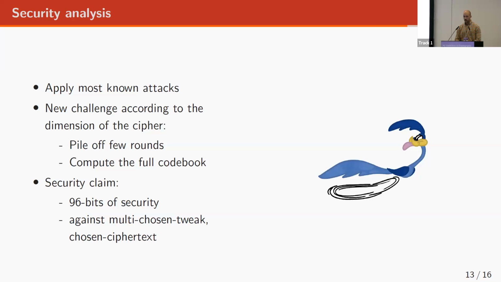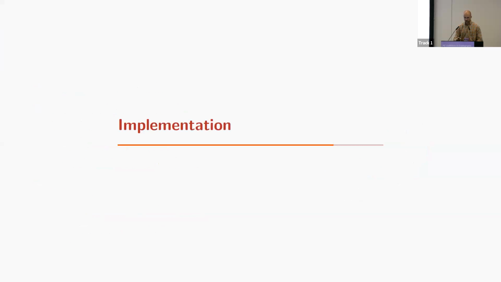Therefore, we made a security claim against multi-chosen tweak and chosen ciphertext. We didn't go for 128 bits of security because of the small size of the cipher, which would require a lot of constraints on the data that you can use.